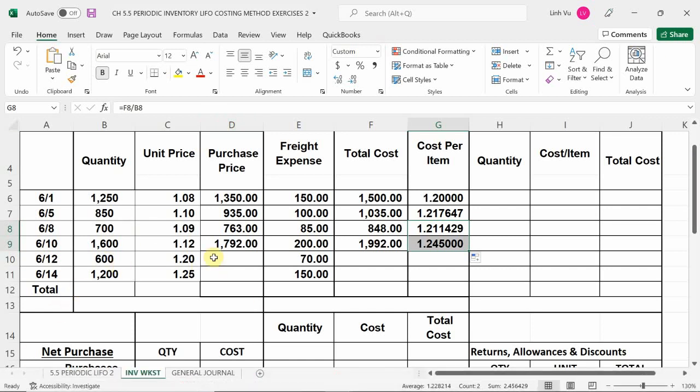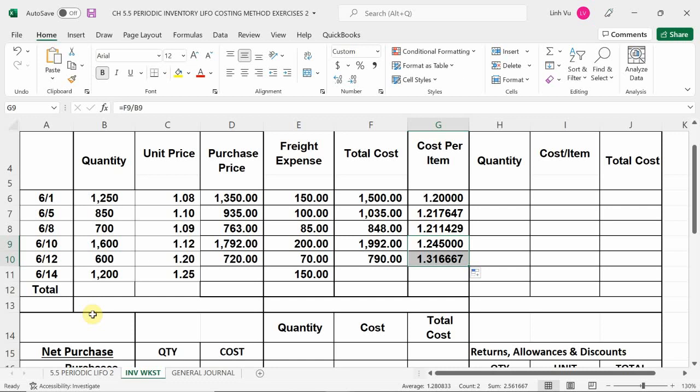All right. Okay, let's continue with the last two. If you bought 600 units at $1.20, that should give you $720. Plus 70 gives you a total cost of $790, right? That's simple math right there. So then I'm going to take $790 and divide it across 600 units, and that's going to give me a cost per item of $1.136667. Okay. And then the last one for June 14.